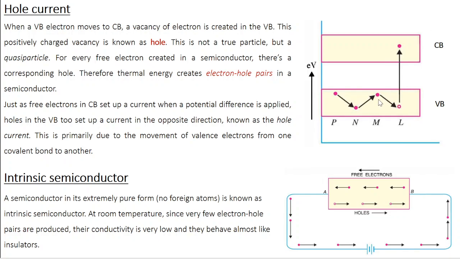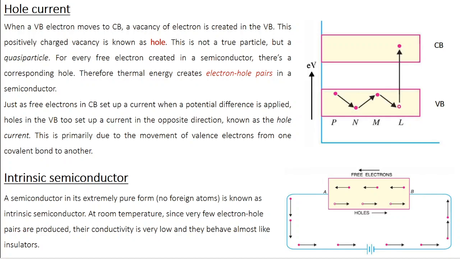Now you have a new vacancy at M. What happens? Once again, this positively charged vacancy is going to attract electron from a neighboring site N. So valence electron from N moves to M and the vacancy or the hole from M moves to N. So this keeps repeating. So you have a current due to flow of free electrons in the conduction band in one particular direction and the current due to the flow of holes in the valence band in the opposite direction. That's why I said, unlike conductors, here you have two types of current, the hole current and the electron current.